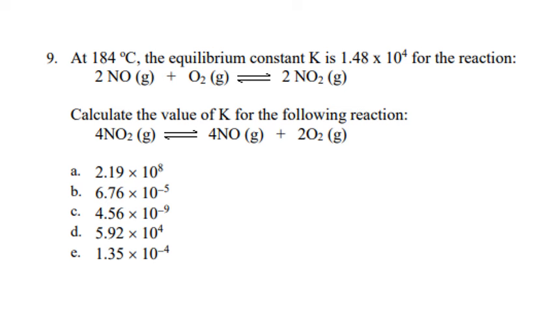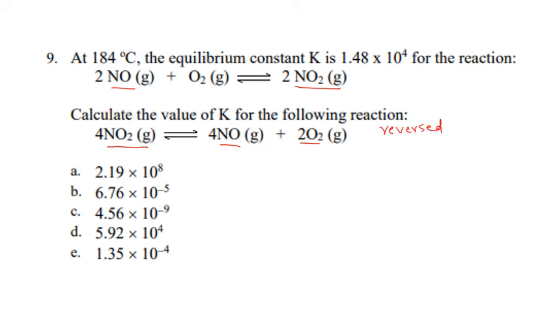Next question is, at 184 degrees Celsius, the equilibrium constant K is 1.48 times 10 to the power 4 for the reaction 2NO + O2 gives 2NO2. Calculate the value of K for the following reaction: 4NO2 gives 4NO + 2O2. What we have to do here is look at the equation and see what the changes are in the required equation. The given equation is 2NO + O2 gives 2NO2, whereas the required equation is the reverse. NO2 was the product and is now the reactant, and the reactants in the original equation are now the products. So the equation is reversed.